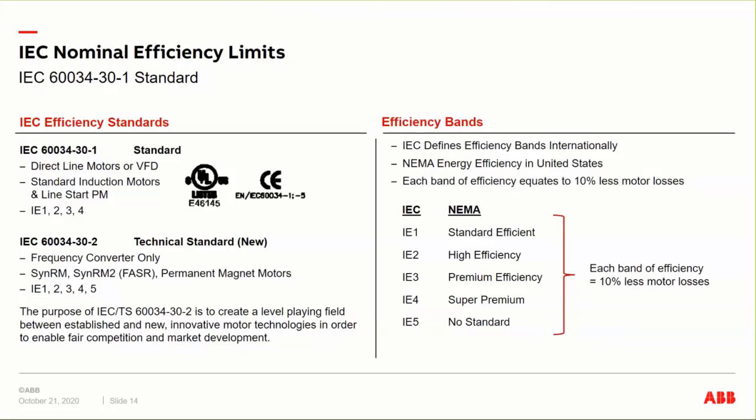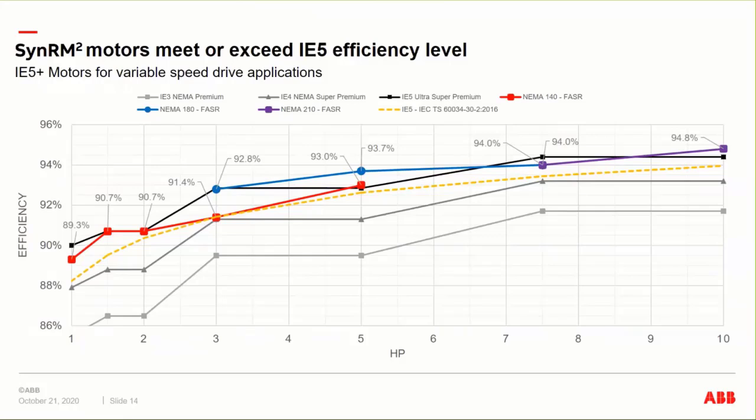It was implemented for motors like this, like the Center RM squared, that have to run on a drive, and they're not across the line. So it was created to have a standard out there that created a level playing field for that. So here's the actual defined efficiencies for the product. So when you look at the Center RM squared, it is these red lines, the blue lines up here, and this purple. The yellow dotted line here is 30-2.